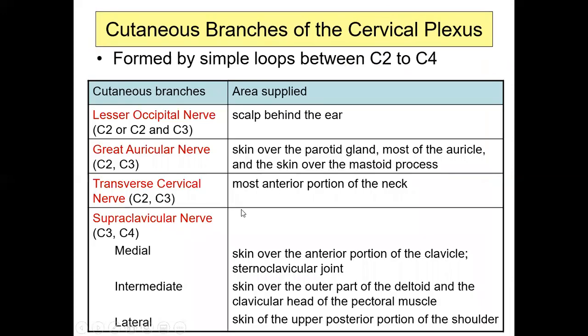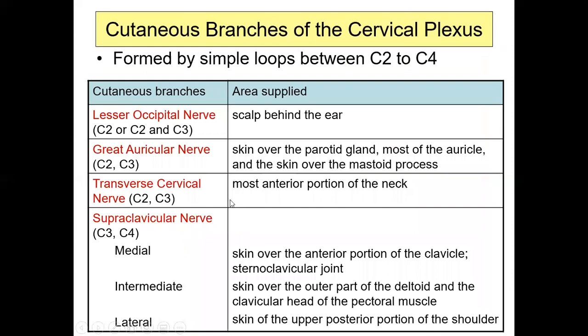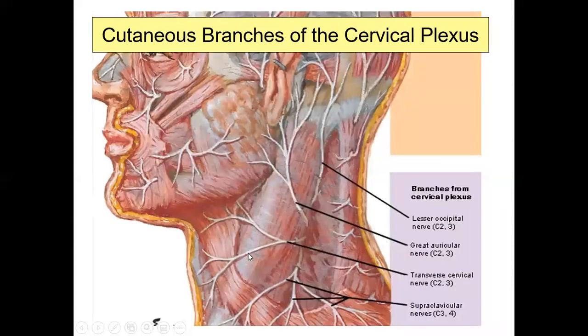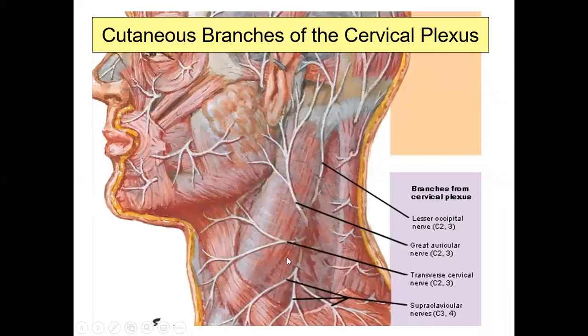And the transverse cervical nerve. So this is the transverse cervical nerve. It supplies the most anterior portion of the neck. And the supraclavicular nerve, okay, this is the supraclavicular nerve.